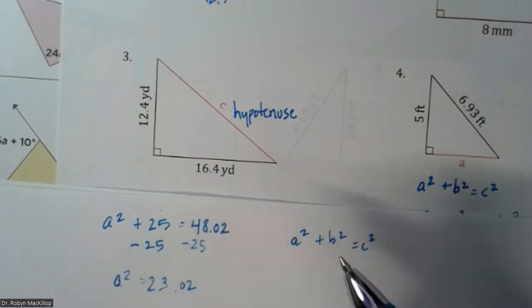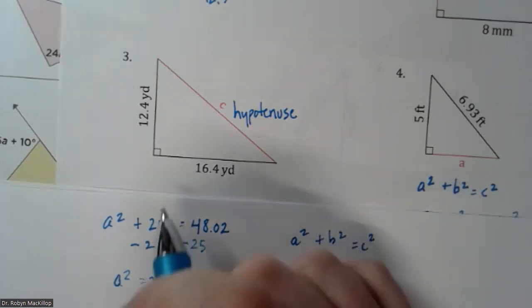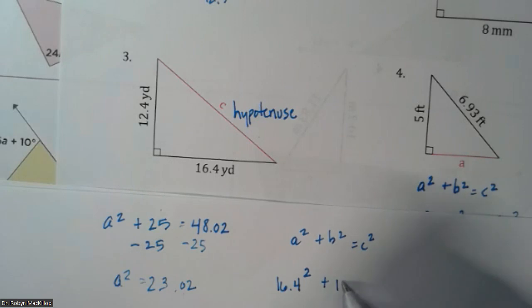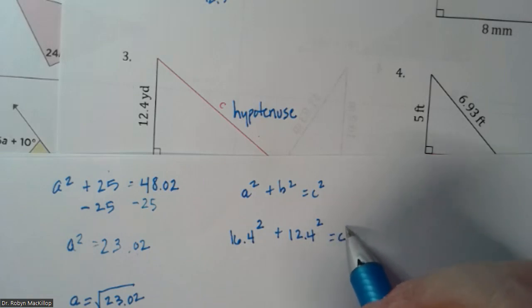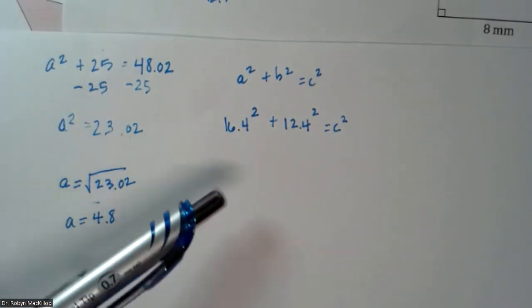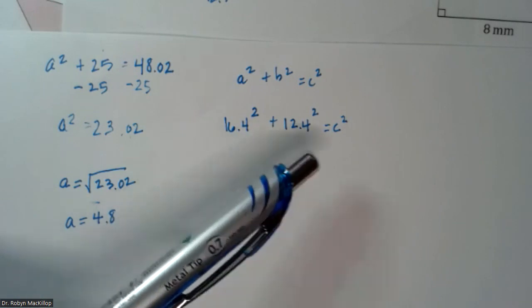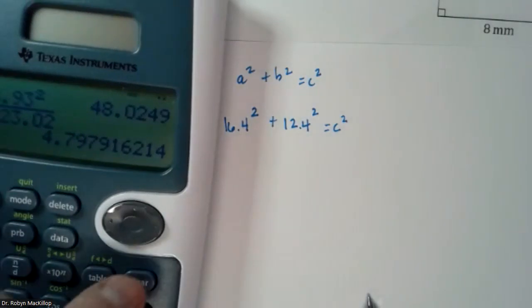And we've got A, 16.4. That's from the measurement. This is from the formula. Plus B squared is 12.4. That's the measurement. The exponent is from the formula. And that equals C squared. So we are just going to use our calculators and find out 16.4 squared plus 12.4 squared.